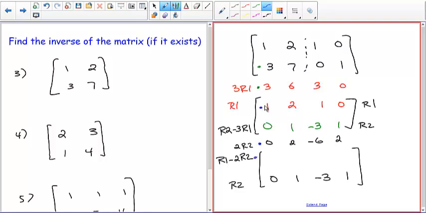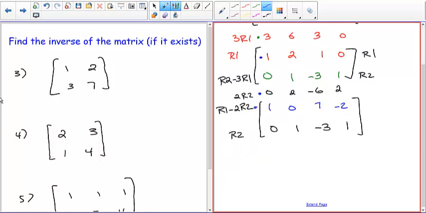So we just take 1 minus 0, that is 1. 2 minus 2 is 0. 1 minus this negative 6 is 1 plus 6, which is 7. And 0 minus 2 is negative 2. And so what that says is that the inverse of this matrix is going to be 7, negative 2, negative 3, 1.